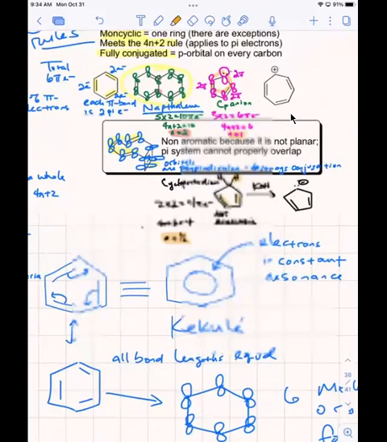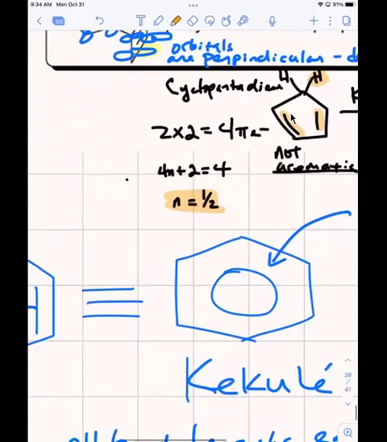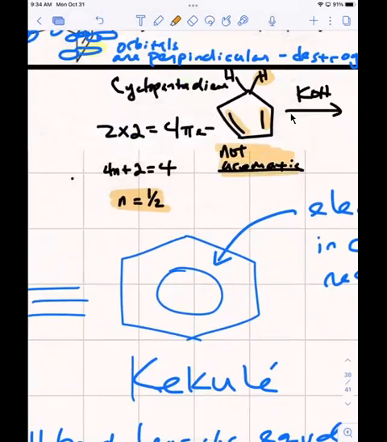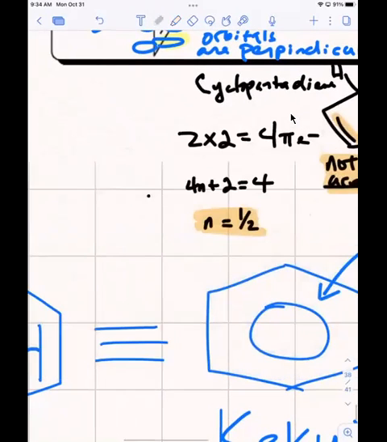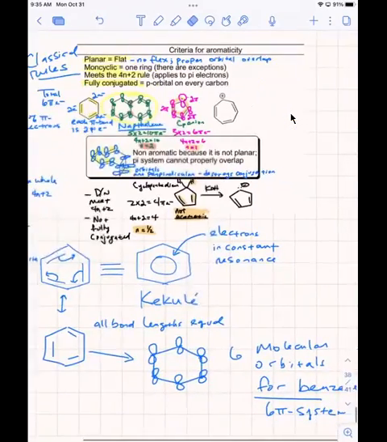And is it fully conjugated? Not in that first step, no. So it does not meet this. To answer this question, that is not aromatic, and the question I ask is why not? Number one, it doesn't meet the 4n plus 2 rule. And the other criteria that it doesn't meet is that it's not fully conjugated. Not fully conjugated.